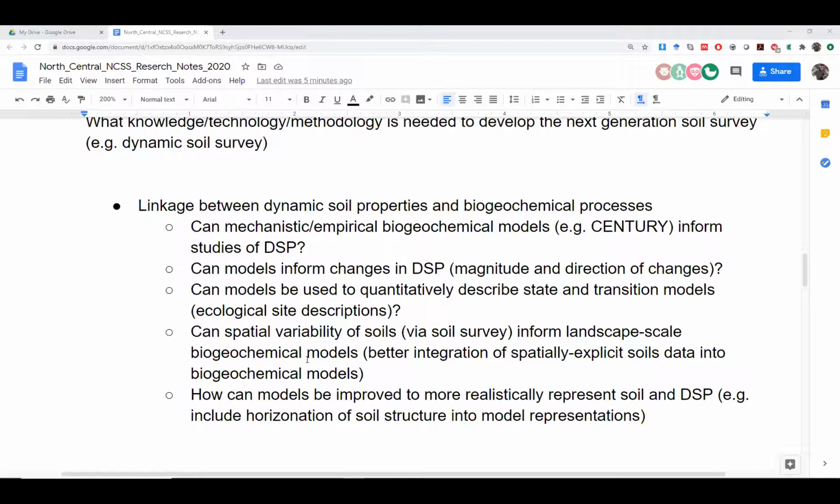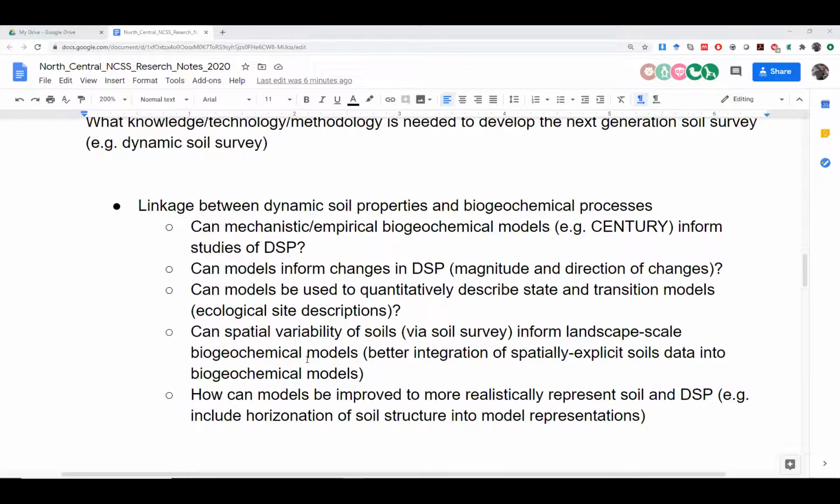And then we started thinking about this same idea from maybe the other direction. Instead of what can models do for soil survey, but rather what can soil survey or NCSS capabilities do to inform biogeochemical models. So how can we integrate the spatial variability of soils, i.e., soil maps and soil survey information, to inform or improve landscape level biogeochemical models, essentially spatialize these models in a soil science informed way.